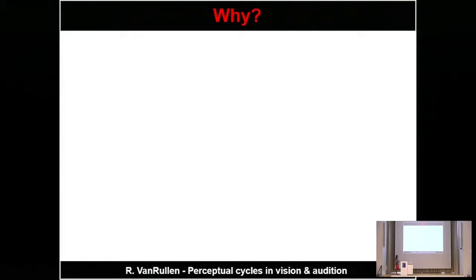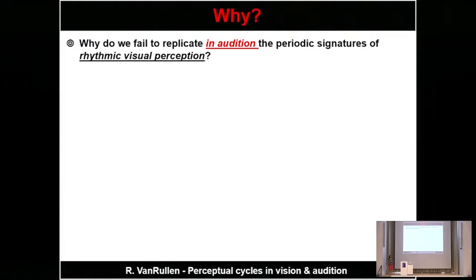Why do we fail to replicate in audition these periodic signatures that appeared so easy to find in vision? And so I'm going to probably say things here that might appear very trivial to many of you, but they weren't trivial to us because probably we were coming from a different field and we had a very different approach at the time. So what we reasoned is that, well, maybe it was a silly idea after all, because the visual and the auditory systems are very different. I think we all agree on this.